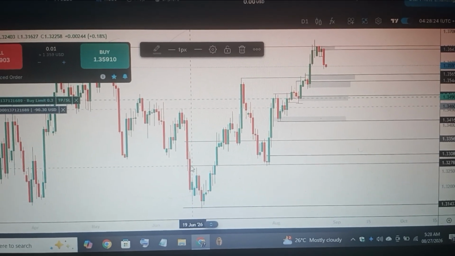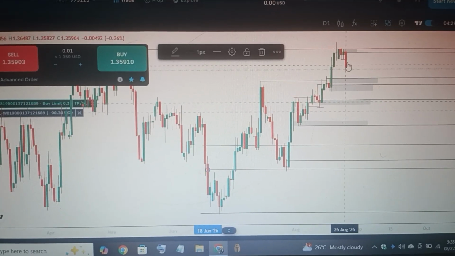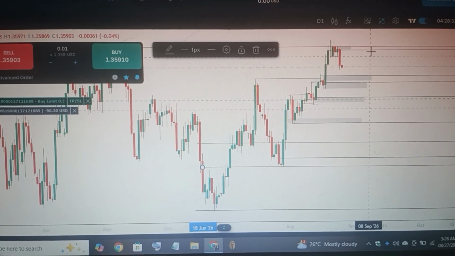Now this is a structure that I'm currently looking at. Basically, when we view the market structure from the weekly time frame, what we see here is a linear bullish push to the upside.